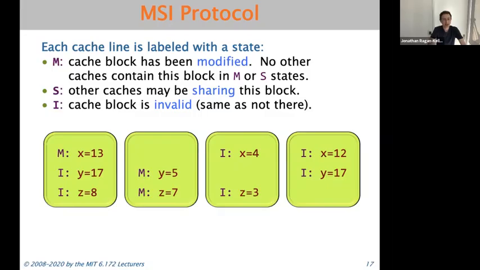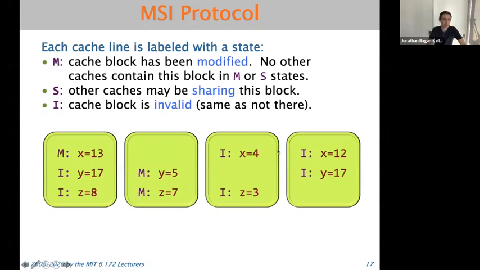Reasoning about that can be important for doing back of the envelope calculations about how often you might be invalidating lines in different caches, depending on how close together values are that different cores might be trying to read or write at the same time.